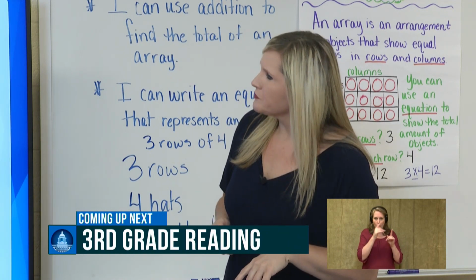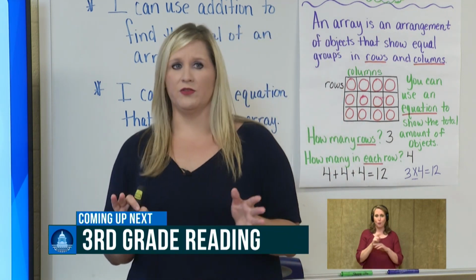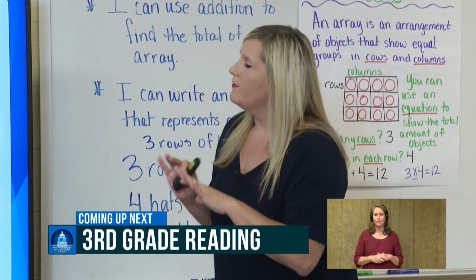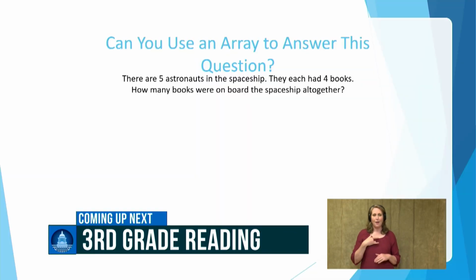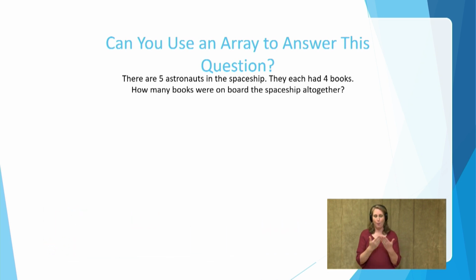All right. Can you use an array to answer this question? There are 5 astronauts in the spaceship. They each had 4 books. How many books were on board the spaceship altogether? So think about that for a second. I'm sorry, let me say that again. There are 5 astronauts in the spaceship. They each had 4 books. How many books were on board the spaceship altogether?